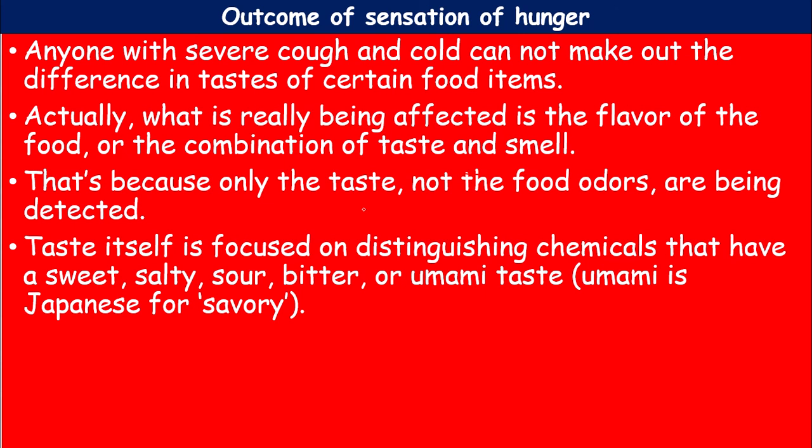The taste itself is focused on distinguishing the chemicals that have a sweet, salty, sour, bitter or umami taste. Umami is the Japanese term. The meaning is savory. Okay. So, you studied different sense organs, their structure and function in the previous class, isn't it? In 9th class, sense organs.